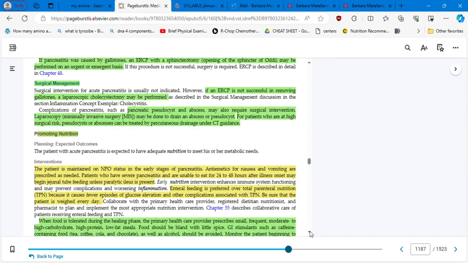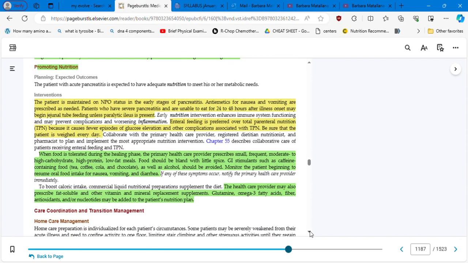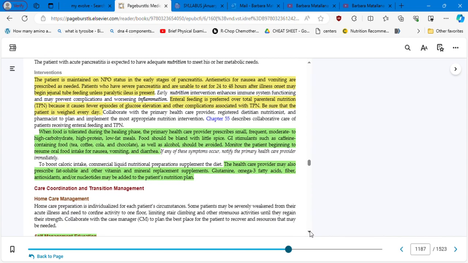Promoting nutrition, the patient maintains NPO status in the early stages. The patient is going to be given antiemetics for nausea and vomiting, basically support of the symptoms. The patients that are having severe pancreatitis and are unable to eat for 24 to 48 hours after illness onset may begin jejunal tube feeding unless paralytic ileus is present. So they would be on enteral feeding, okay?